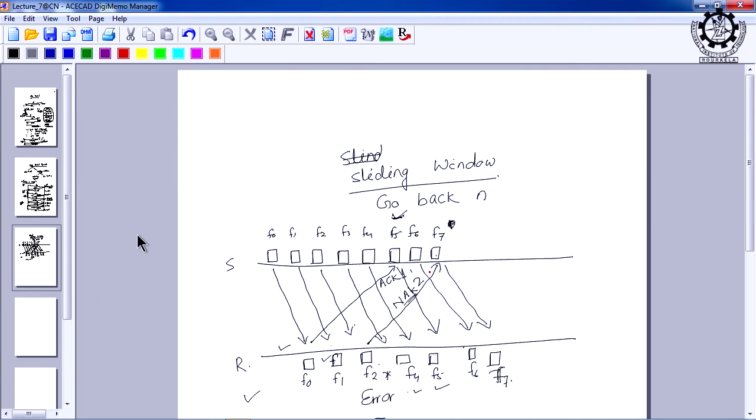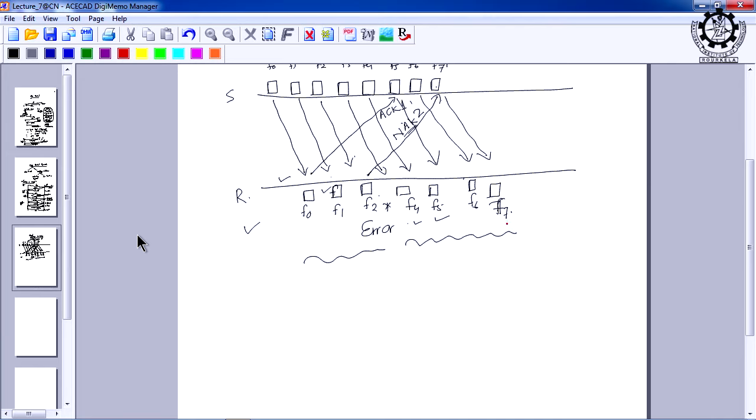So, what does the sender do at this point? Because there is a NAK and the frames have already been transmitted, it has to go back to the frame that was received in an erroneous form, F2. And whatever frames have been received by the receiver, F3, F4, all those till F7, are being discarded by the receiver because there was an erroneous frame.